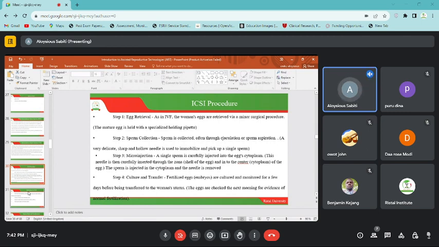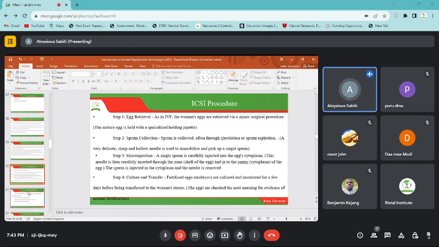The third step is microinjection. Having picked this particular single sperm on a needle, a single sperm is carefully injected into the egg's cytoplasm, and this needle is carefully inserted through the zona, or what we call the shell of the egg, and into the center of the cytoplasm. So here you will always have to make it to the cytoplasm itself, and the sperm is injected in the cytoplasm, and then the needle is removed.